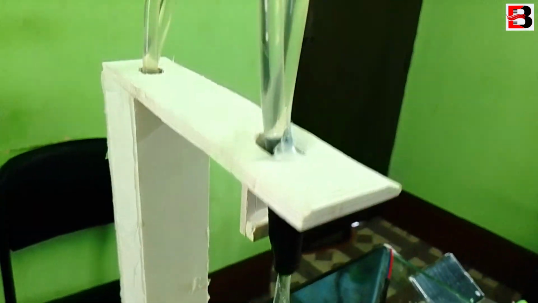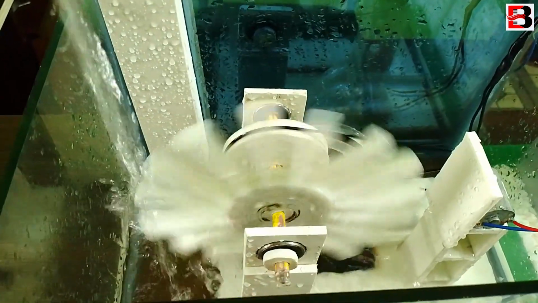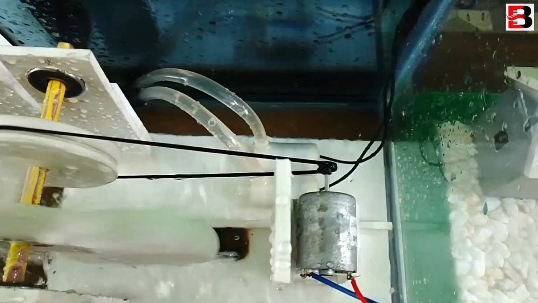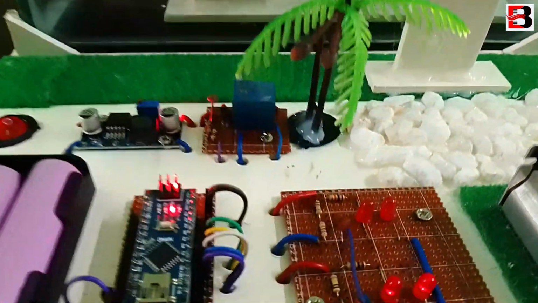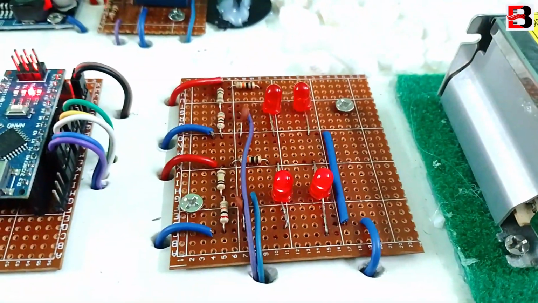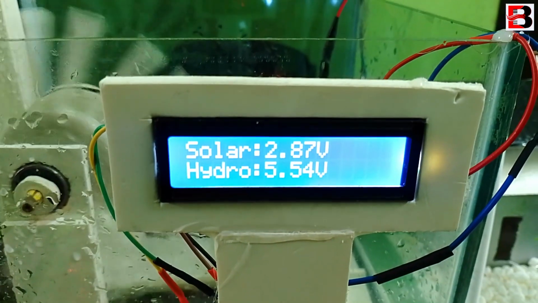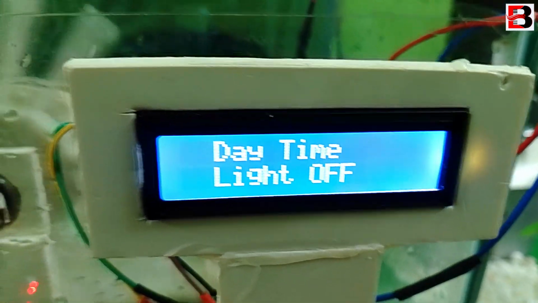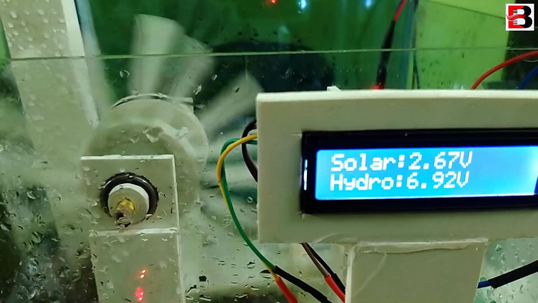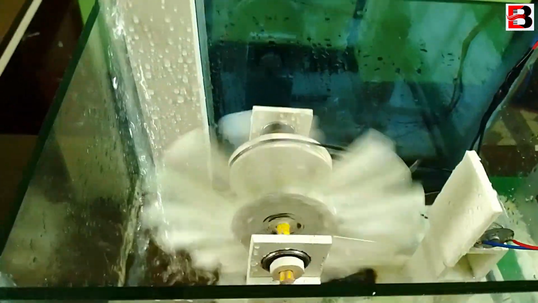You see here that by the support of water flow speed, this turbine is rotating now, and by using this rotation our DC motor will generate DC voltage, and that will be stored in our battery. This generated voltage is showing on an indicator light and also on our LCD display, that our hydropower plant voltage is 5.54, and you see it's 6.86 now. Our rotation is working properly here, and that's why we get this output voltage.